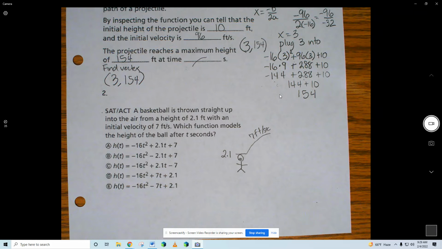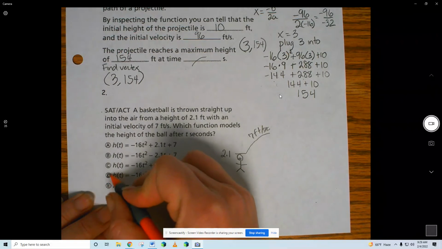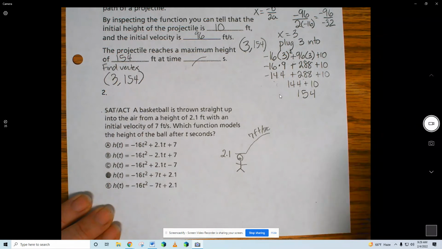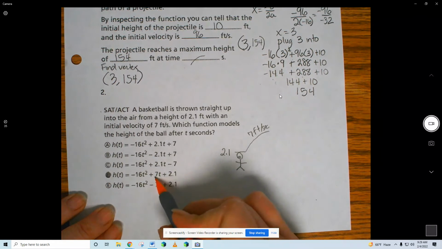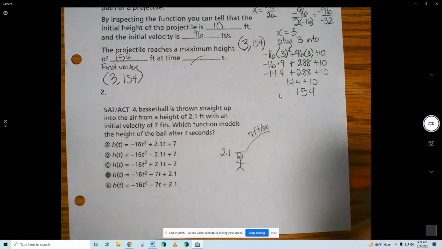So what'd you pick out loud? B. What did you say? D. D is in dog. Very good. Seven is my velocity. 2.1 is the baby's height.